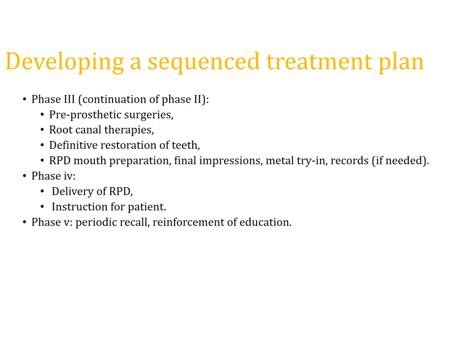And phase 3 is the pre-prosthetic surgeries and definitive treatment, restoration with the crowns and any bridges which are required for other teeth, abutment teeth, any splinting of the teeth if required. And then the mouth preparation in itself for the cast partial denture. And phase 4 is finally the delivery of the RPD. Phase 5 is recall and support.